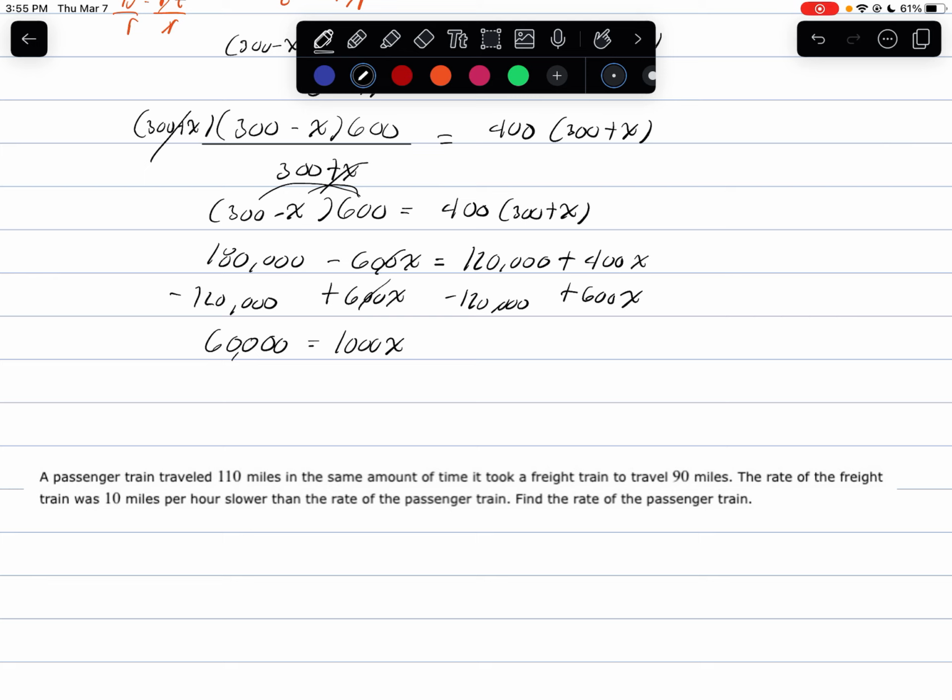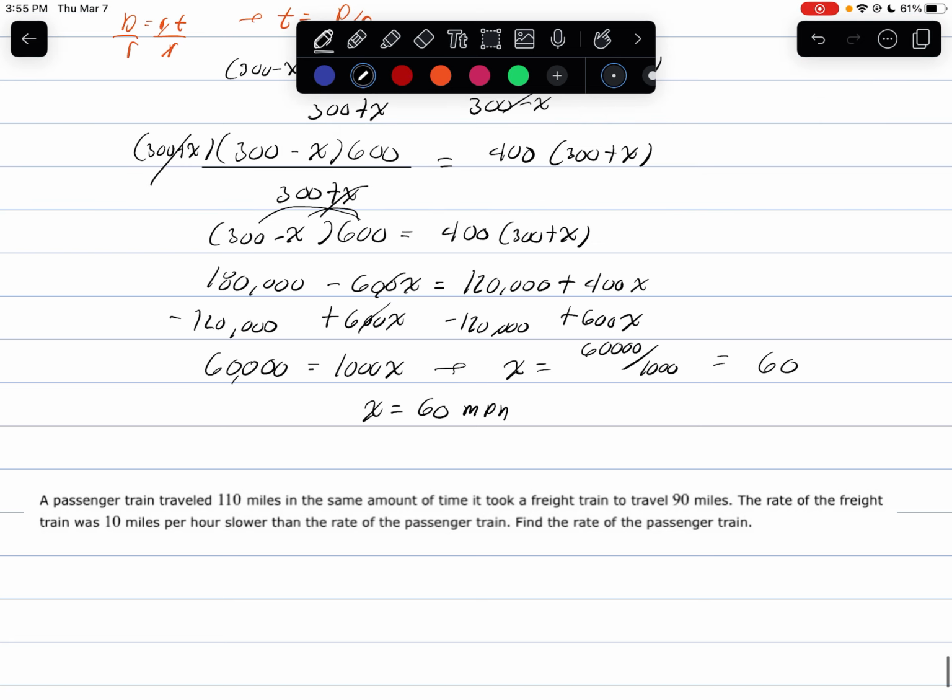And that's going to give us that x is equal to 60,000 divided by 1,000, which is 60. So the speed of the wind is 60 miles per hour.